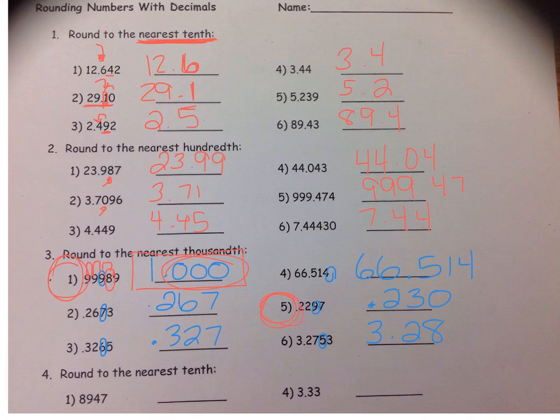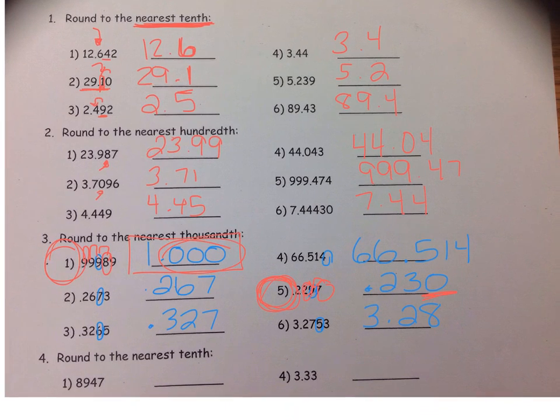The other one that might have been a little bit difficult is number 5 here. Because the 9 is there already, we have to round up because of the 7, so that means that that rounds up to a 3 on the 2, but we've got to make sure we keep that thousandth place there. So we would round that up to 0.230. Go ahead and try the rest of the rounding on your own. We'll go over it together in class.